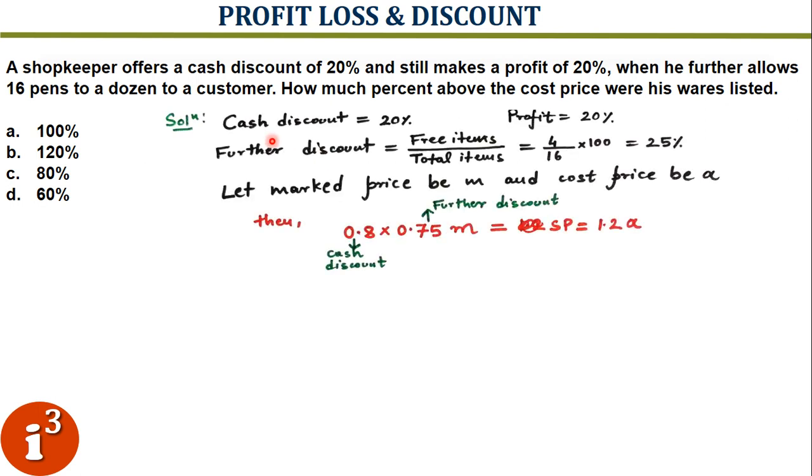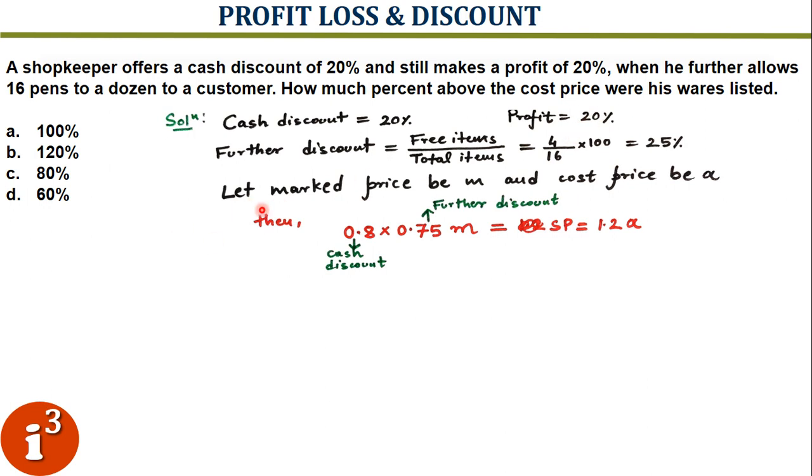So here you see, cash discount was 20%, profit was 20%. Further discount means free items by total items. How many free items is he giving? 16 pens for 12 pens, so free items is 4 pens. Total items he is giving is 16. So 4 by 16 into 100 is 1 by 4 into 100, that is 25%. So one discount of 20%, again a discount of 25%, then he makes a profit of 20%.